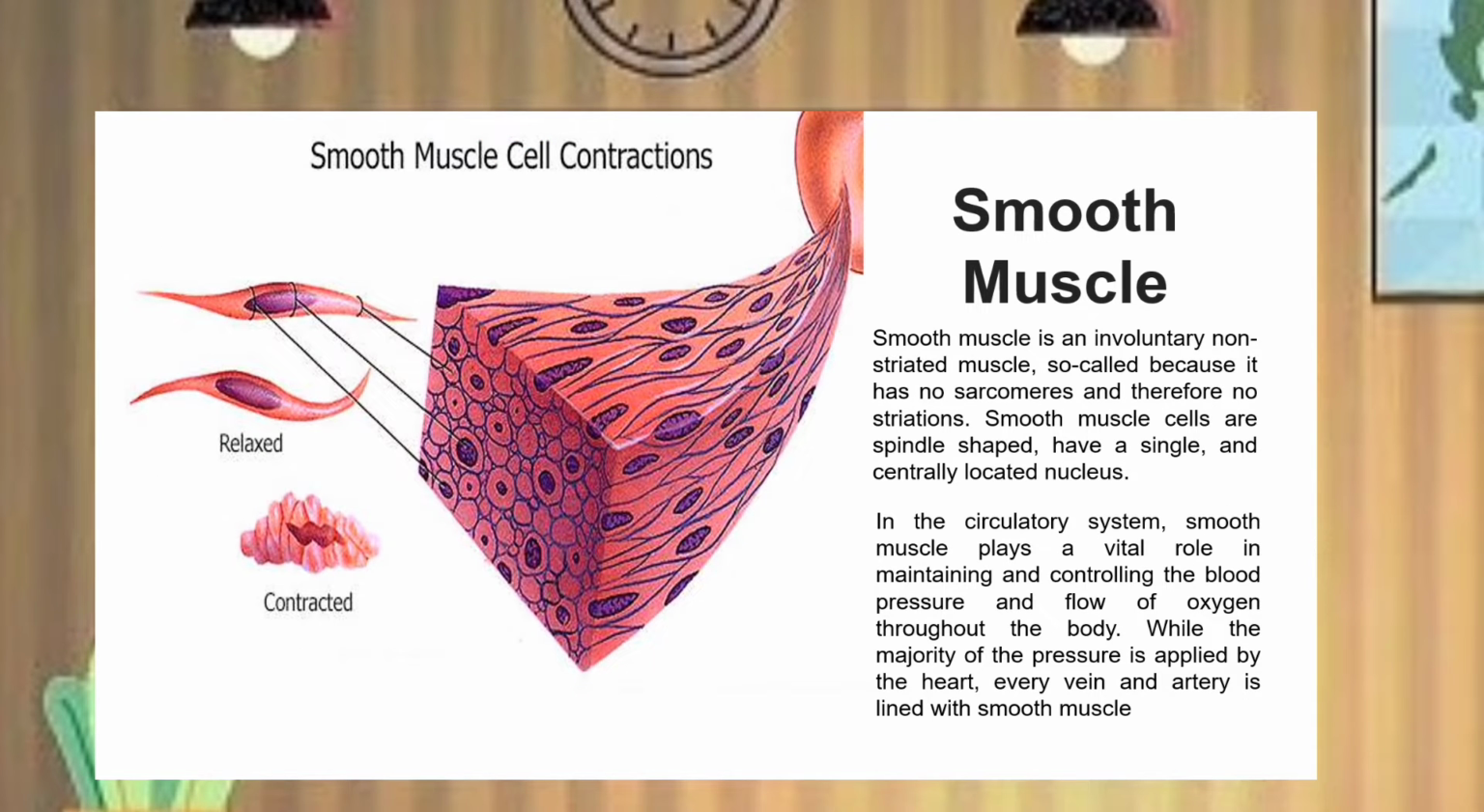Smooth muscle is an involuntary, non-striated muscle, so called because it has no sarcomeres and therefore no striation. Smooth muscle cells are spindle-shaped and have a single, centrally located nucleus. In the circulatory system, smooth muscle plays a vital role in maintaining and controlling the blood pressure and flow of oxygen throughout the body, while the majority of the pressure is applied by the heart. Every vein and artery is lined with smooth muscle.